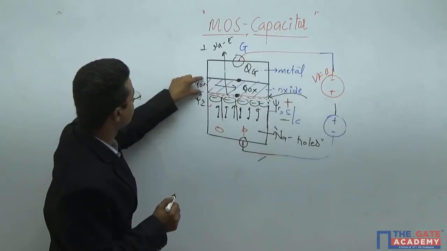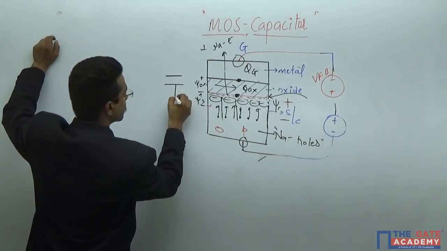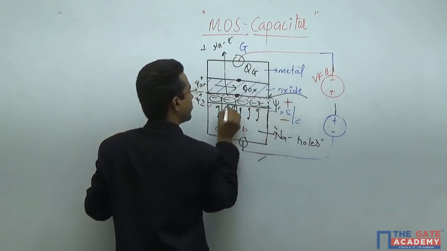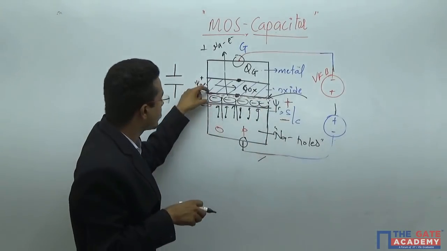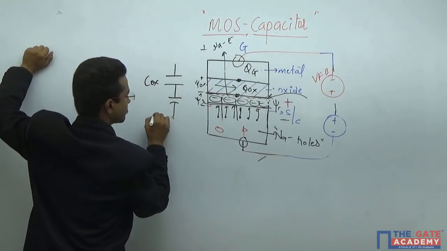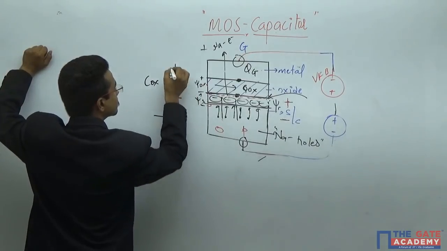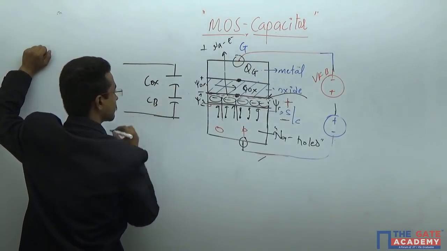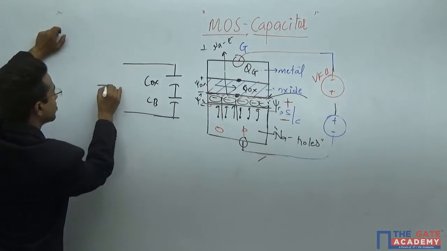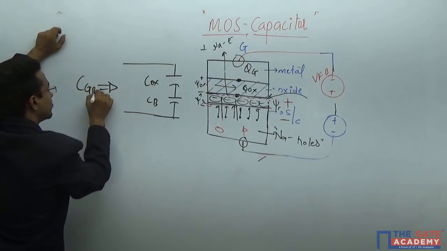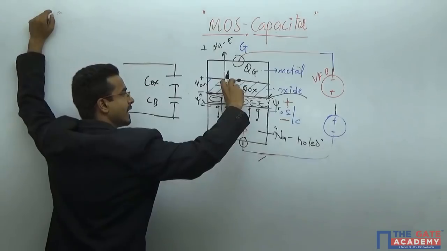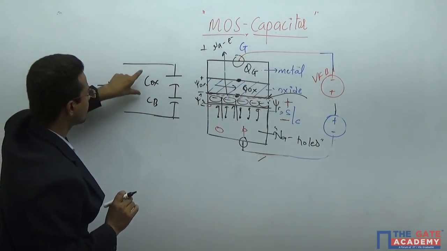Now, this is the COX, and after that this is the total CB. You have stored the charges here at the bulk. So I am saying that this is QB. That means whatever charges you have stored here and some charges you have stored here, this is the total CGB. That means from gate to bulk. On how many sides can you store this? Either here or here. What is this COX?